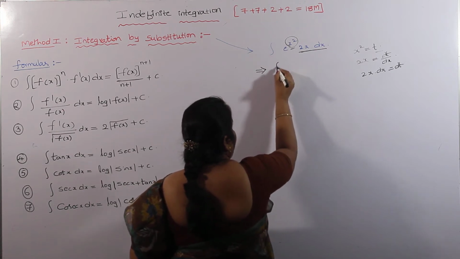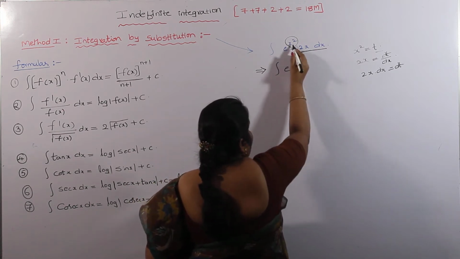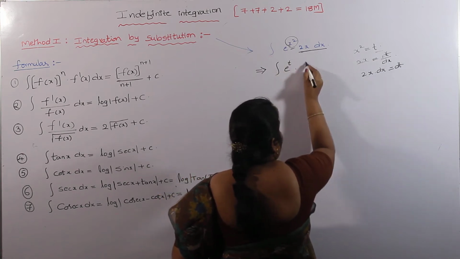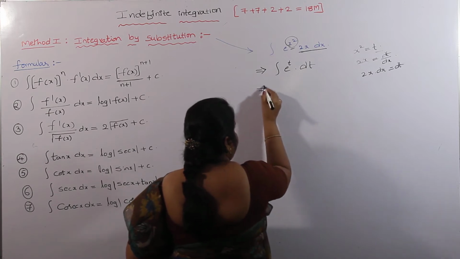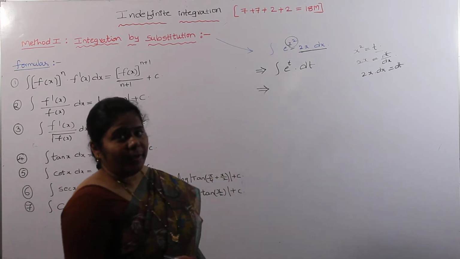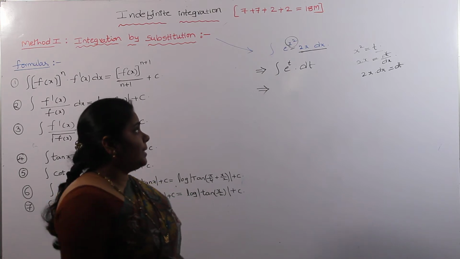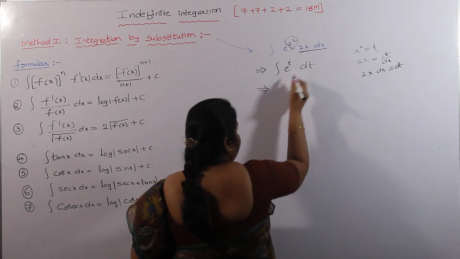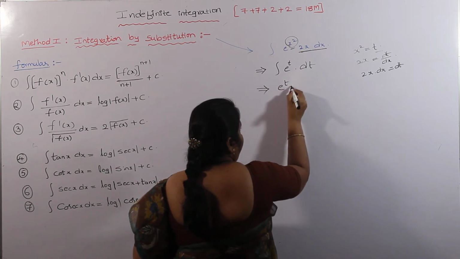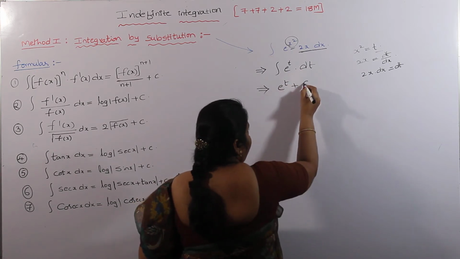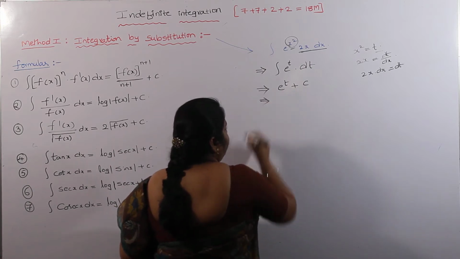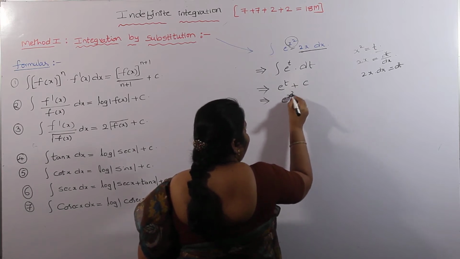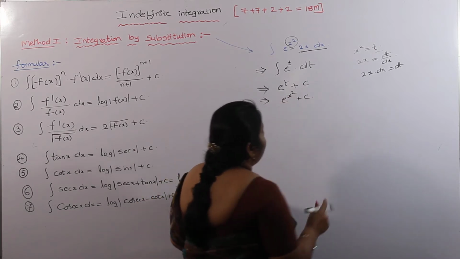Substitute here in this problem, that implies e power x square, we take it as t, into 2x dx we get dt. Now this is in the form of integral of e power x dx. Integral of e power x dx is e power x only. That implies integral of e power t with respect to dt is e power t. After the integration we add the integral constant plus c. But t is equal to what? T is equal to x square, so the answer is e power x square plus c. This is the problem.